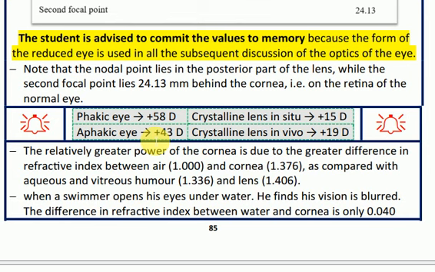The relatively greater power of the cornea is due to the greater difference in the refractive index between air, which is 1, and cornea, which is 1.376, as compared with the aqueous humor, which is 1.336, and the lens, which is 1.406. Aqueous and vitreous humor 1.336, lens 1.406. So a difference of 0.376 is opposed to 0.140.